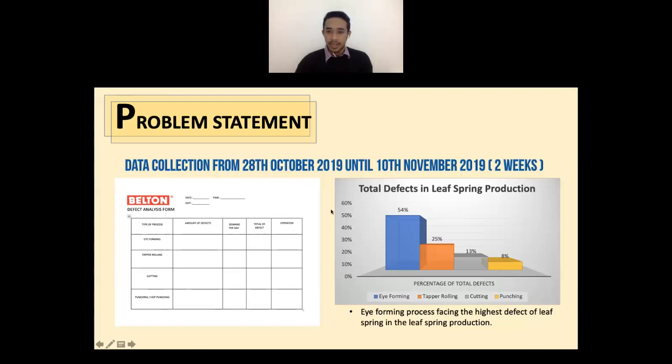After that, there is a graph for total defects in leaf spring production. As we can see here, the eye forming process has the highest defect of leaf spring with 54%, and then 25% for taper rolling, cutting 13%, and punching 8%. So the conclusion for this problem statement is that eye forming got the highest.